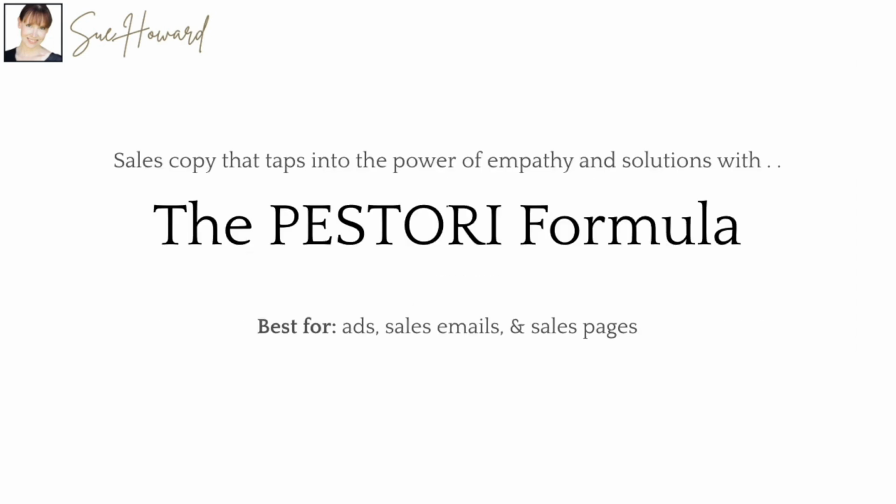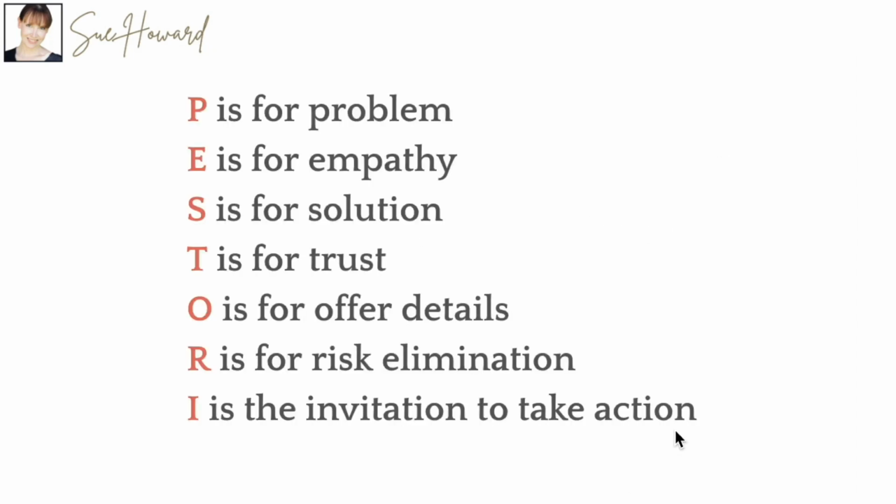These are best for sales pages, sales emails, and ad copy when you're presenting your offer as a solution to your reader's problem. Let's go through the framework. P is for problem. This is where you name the problem your offer solves for your reader. For this to be effective, the problem needs to be one that your audience knows they have and has a desire to solve it.